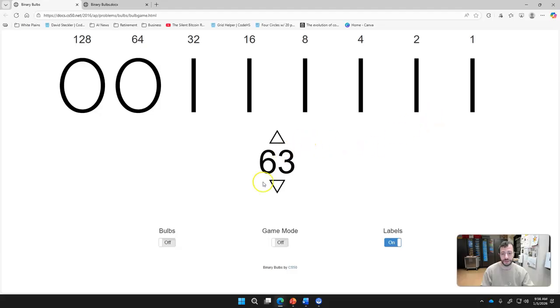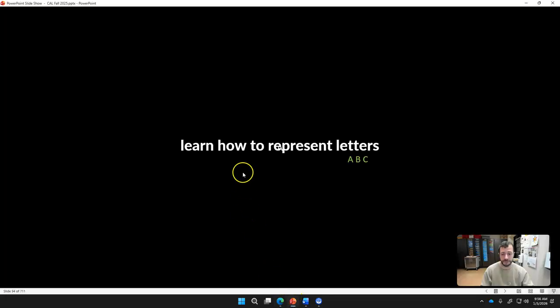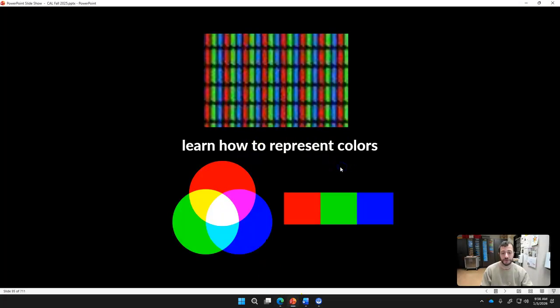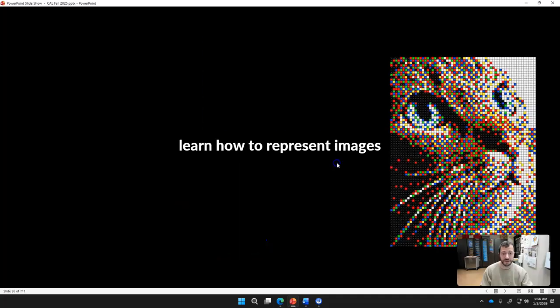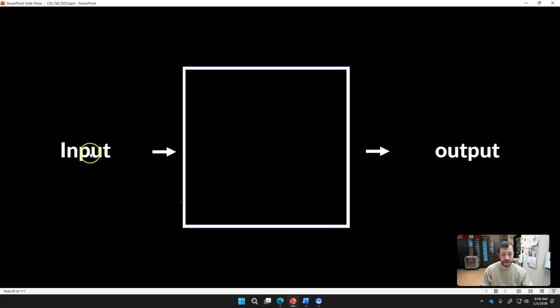Let's learn a little bit about the problem of representation before we do more with the binary bulbs. So in this lesson, we're going to learn how to represent letters. We're going to learn how to represent colors, images, videos, and even audio. And it all comes down to this diagram of input, black box, output. And you can argue that computer science is what happens in this black box.